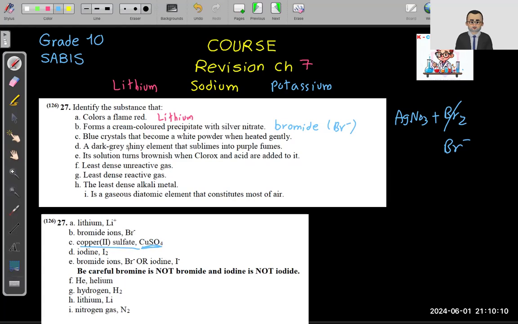Next, what is the dark gray shiny element that sublimes into purple fumes? What does that mean, mister? In the lab, if I go and find it, I will find it as a solid, but this solid has a purple or blue or dark gray crystal color, and if it is heated a little, it will be changed into purple fumes. What does sublimes mean? It changes from the solid to the gas directly.